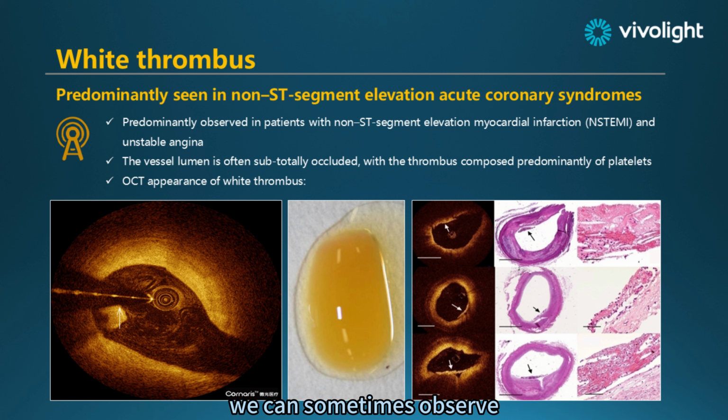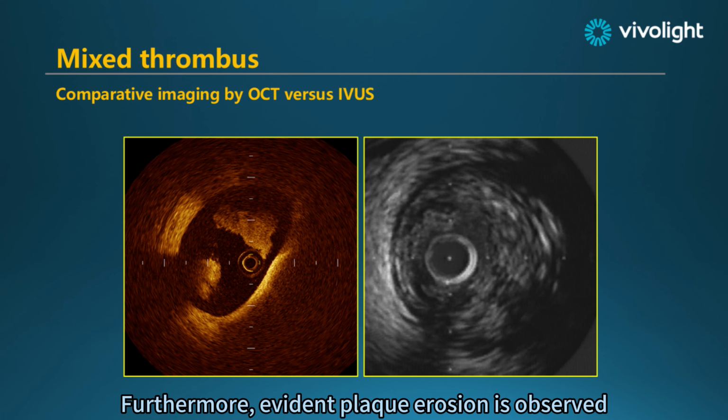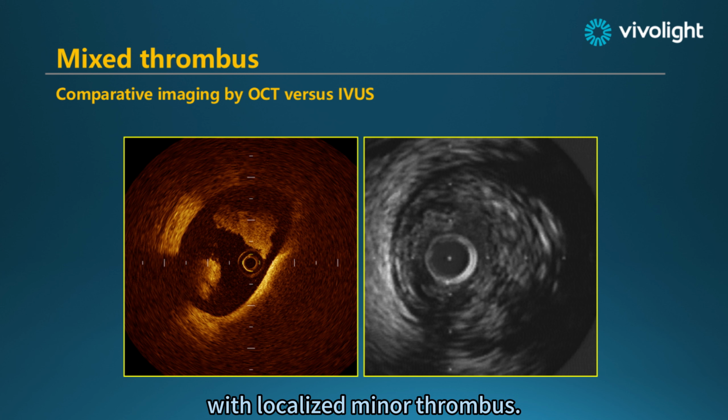Furthermore, we can sometimes observe that while the intima remains intact, the endothelial surface appears irregular. Furthermore, evident plaque erosion is observed with localized minor thrombus.